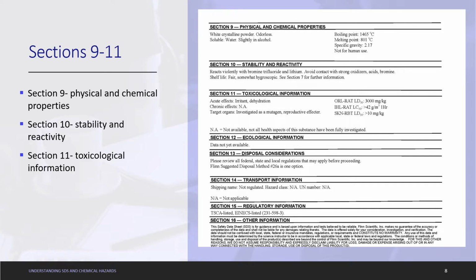If you or your student had been exposed, Section 11 will give us further toxicological information, including the IDLH we saw in Section 8 and some effects exposure may cause.